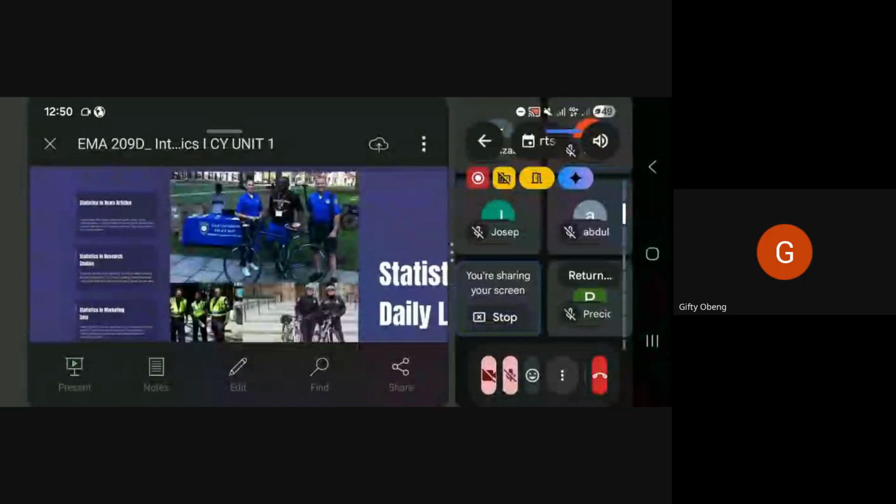Yes, madam. My question is the difference between true zero and absolute zero. Come again. The difference between true zero and absolute zero. Okay, so she's asking a question. What's the difference between the true zero and absolute zero?